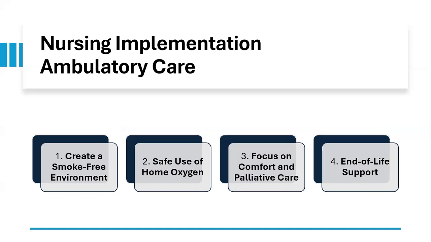The second one is safe use of home oxygen. If the patient needs oxygen at home, teach them how to safely use the oxygen. Smoking near oxygen is really dangerous and must be avoided. The third implementation is to focus on comfort and palliative care. In the advanced stages, treatment may not cure but can relieve symptoms. Radiation and chemotherapy can help reduce pain and discomfort. Pain management is really important and should be addressed by the nurses.